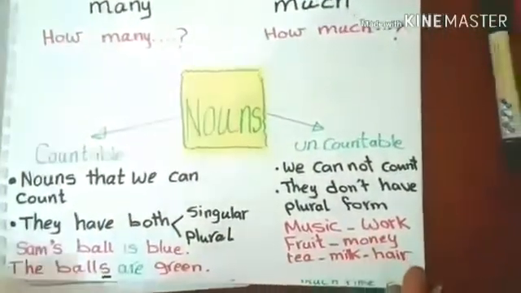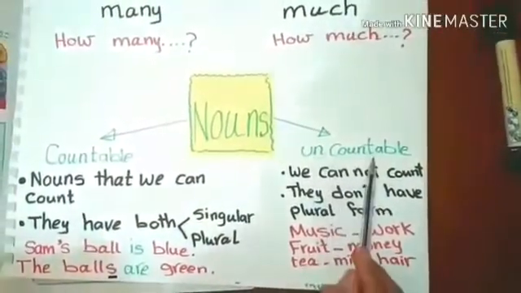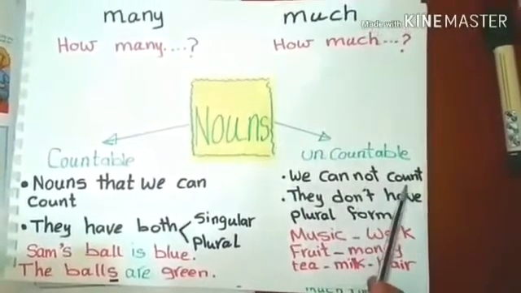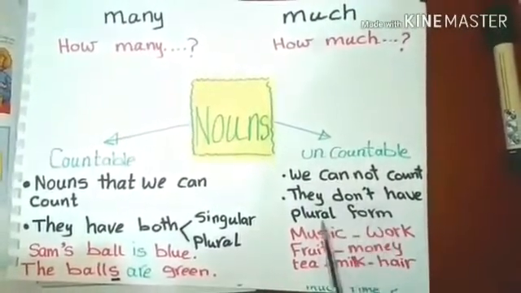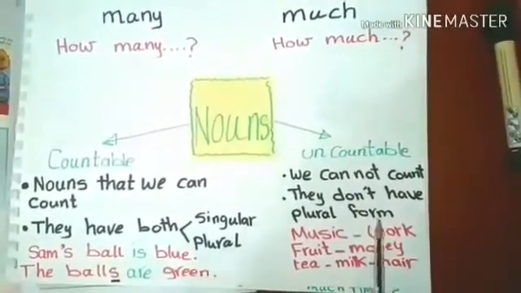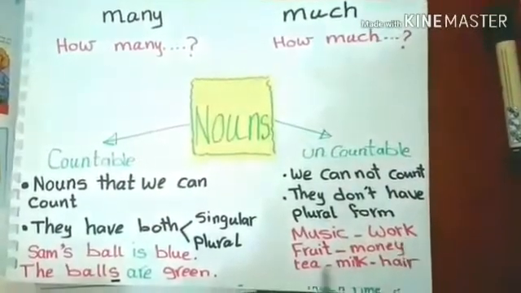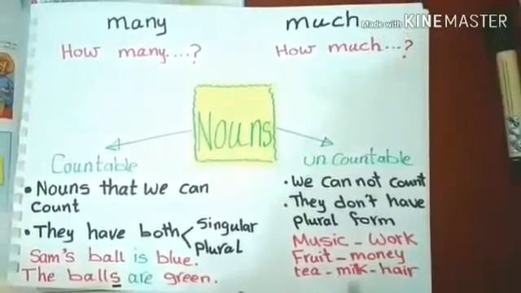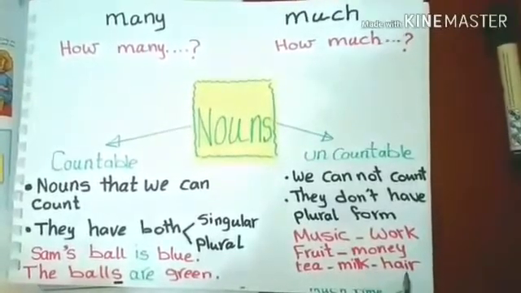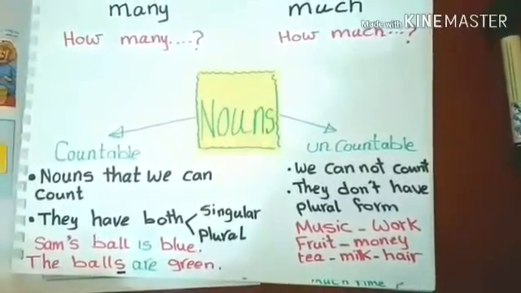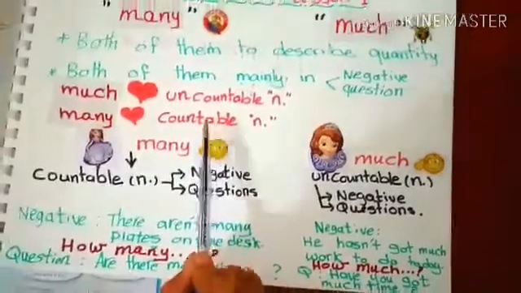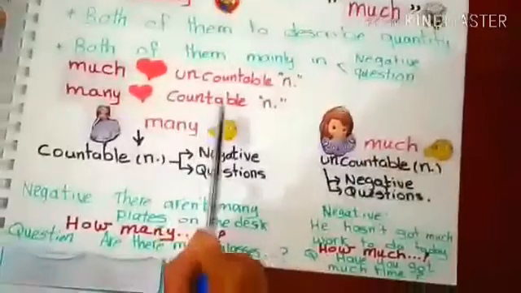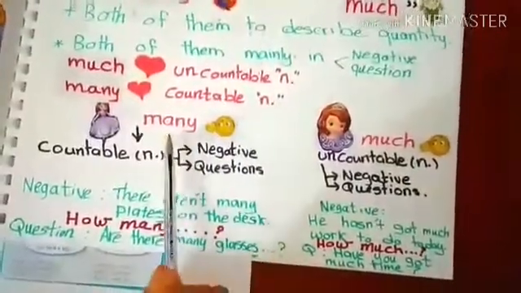Let's move to uncountable noun. Uncountable nouns, we cannot count. They don't have plural form at all. Like what? Music, work, fruit, money, tea, milk, hair. Many loves the countable nouns.